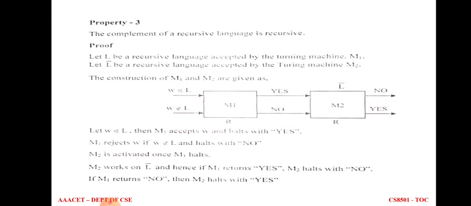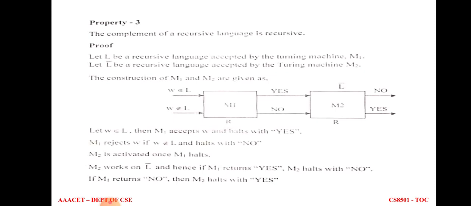The fourth property, or fourth theorem, is that the complement of a recursive language is recursive. We know what a recursive language is. So the complement of a recursive language is recursive. Here we are going to prove it, considering one language that is recursive.